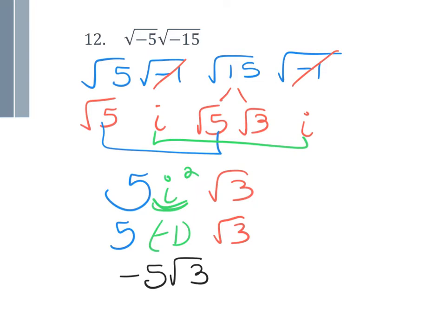Again, common mistakes students are going to make. They're going to think negative 5 times negative 15 is positive 75, and then they're going to end up missing the negative sign. So just be careful. Let's try the next one.